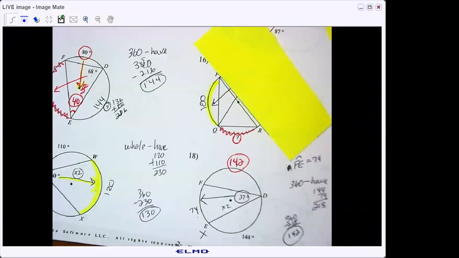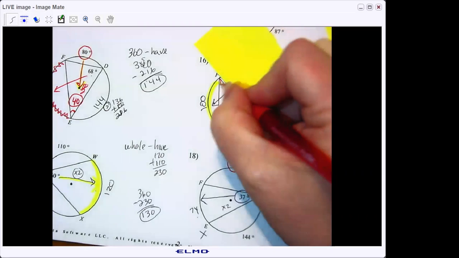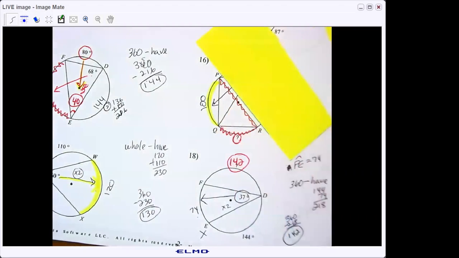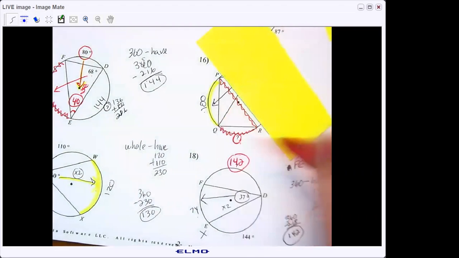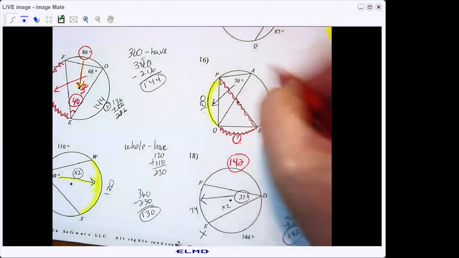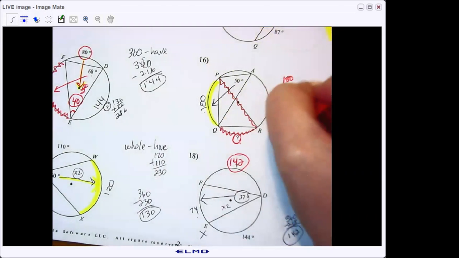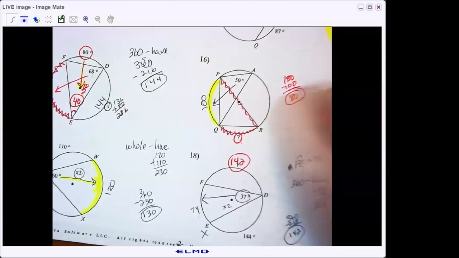Nice. Okay. So because you know both of those arcs together have to equal 180, both of those arcs together have to equal 180 because this is a diameter. Okay. So 100 plus what gives me 180? So I would say 180 minus 100 equals 80, and there you go.